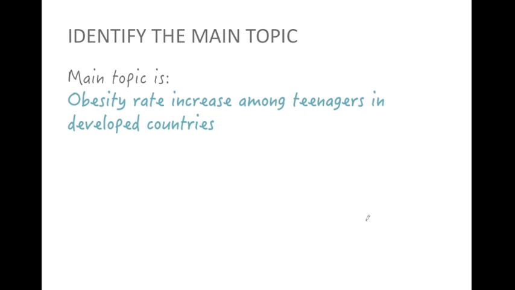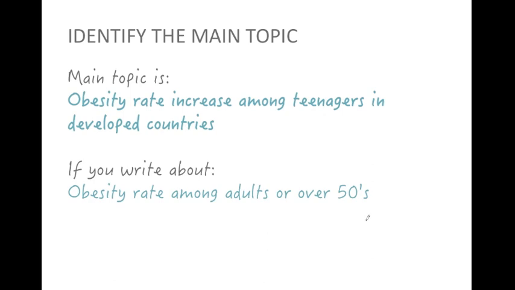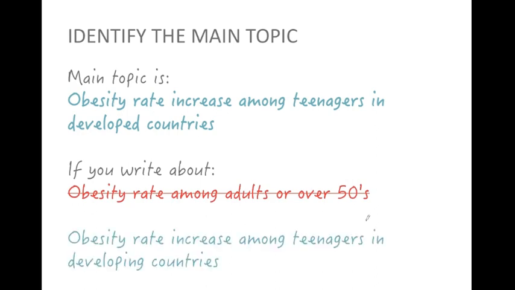Now the big mistake that most IELTS candidates make is they write about a topic which is not the main topic. So they might write about obesity rate among adults or people who are above 50. That's incorrect. Or you may write about obesity rate increase among teenagers in developing countries. Again, that's incorrect, because here the main topic was obesity rate increase among teenagers in developed countries, and that's all you need to write about. Nothing about adults or nothing about developing countries. Only stick to this main topic.